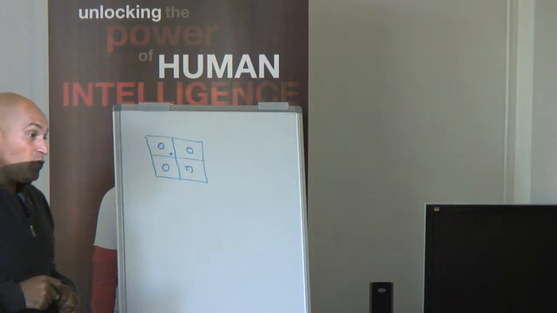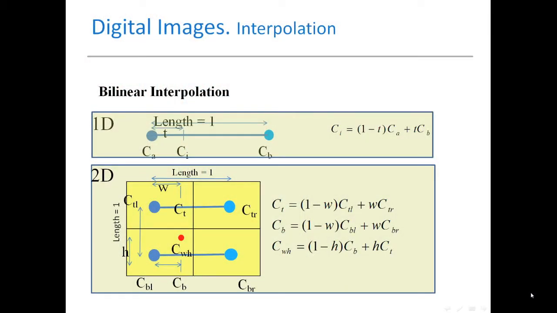So the other approach is to use what we call linear interpolation. Interpolation means that if we have two pixels here, we take the value of the point C_i proportional to the distance from the nearest pixels. This means that C_A will contribute more than C_B to the value of C_i. That's very simple linear interpolation. So C_i will be, if we assume the distance between these two pixels is 1, (1 minus t) multiplied by C_A plus t multiplied by C_B.